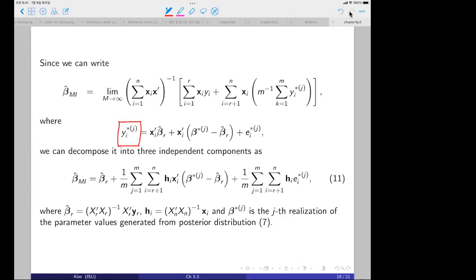And the first term is the beta hat R, which is basically the MLE. The second part is essentially the imputation, I mean the posterior step. And the last part is the pure error part, the imputation error. Okay, so that is very similar to what we have done so far.